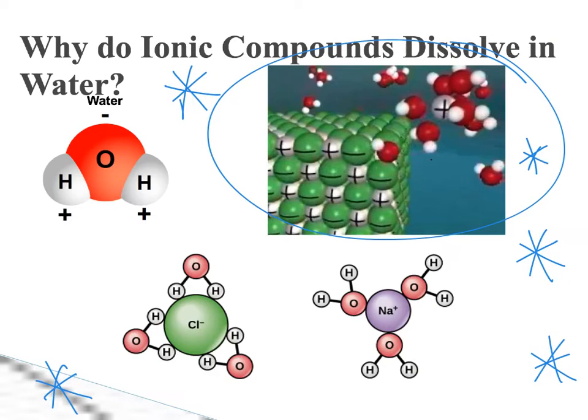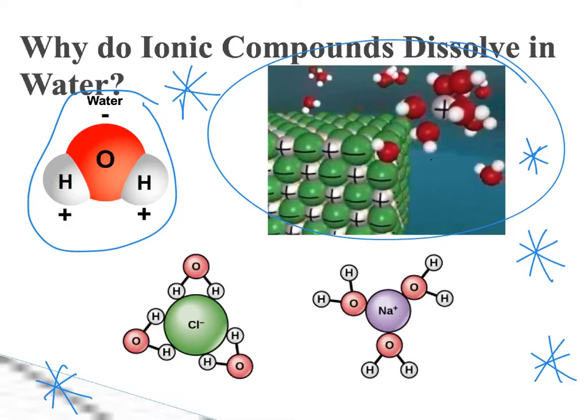All right, so ionic compounds dissolve in water. Why? Well, we know that it has to do with positive and negative charge. One thing that's interesting about water is that this is what water molecules are actually like. The hydrogen end of the water molecule is slightly positive, and the oxygen end of the water molecule is slightly negative. All right, well, that's cool.